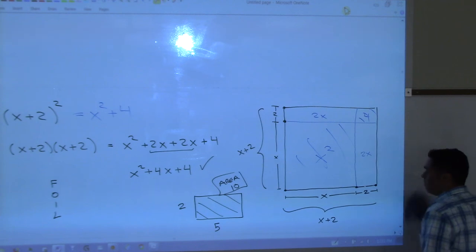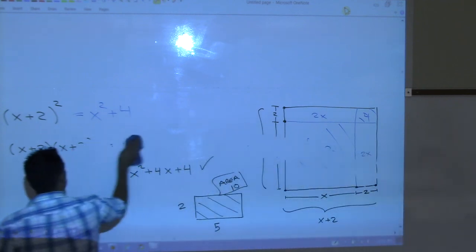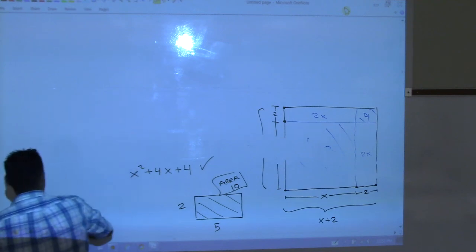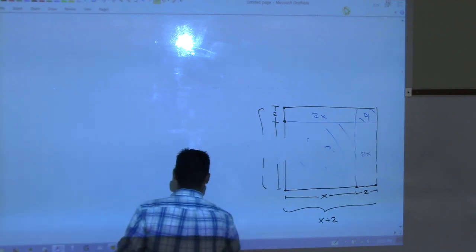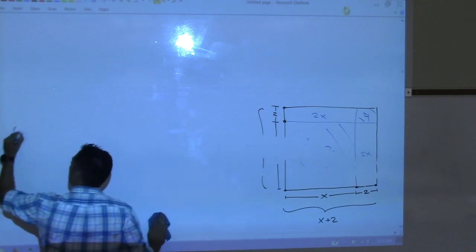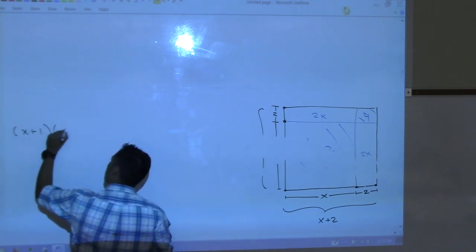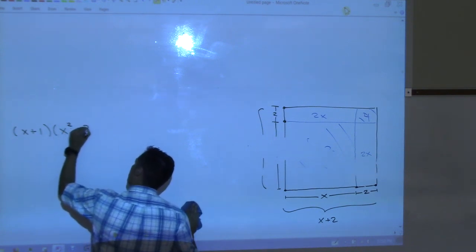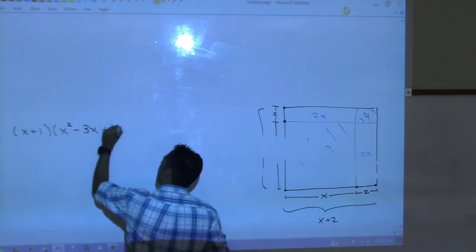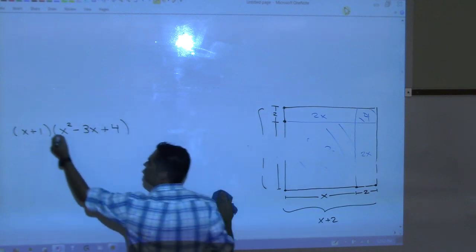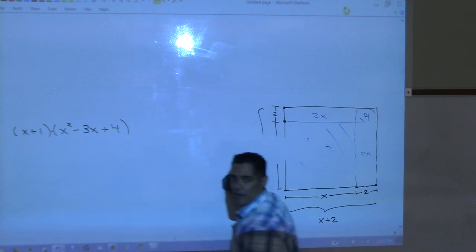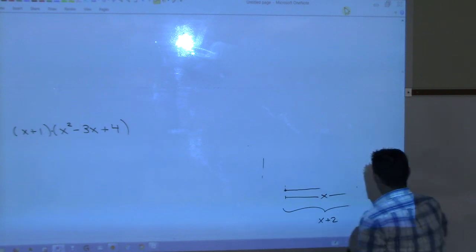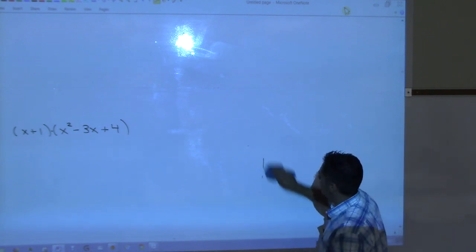All right, so let's get back and do a couple more multiplications. How about this? I'm going to make one up. What's x plus 1 times x squared minus 3x plus 4? So here I'm asking you to multiply these. See, I'm not asking you to add or subtract. I want you to multiply those. The problem with this one is that you cannot FOIL.